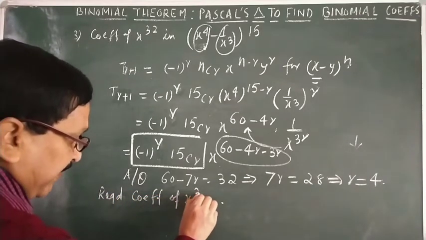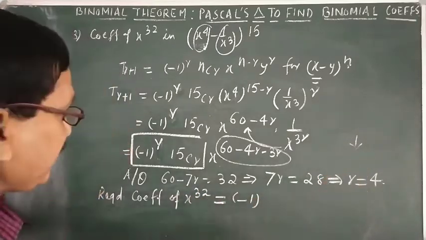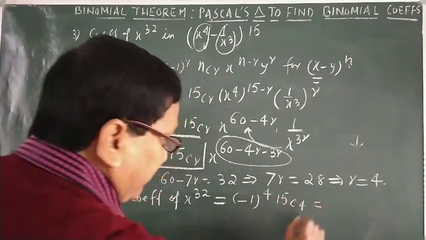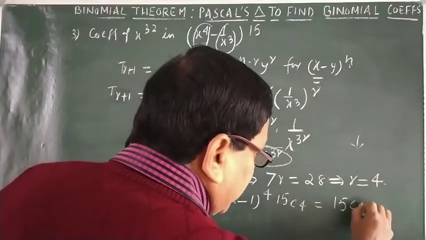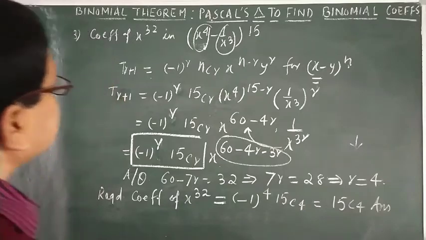Coefficient of x to the power 32 is equal to minus 1 to the power r. Put the value of r as 4. So 15C4, and minus 1 to the power 4 is positive. So 15C4 is the answer. You can simplify it to get the final answer.